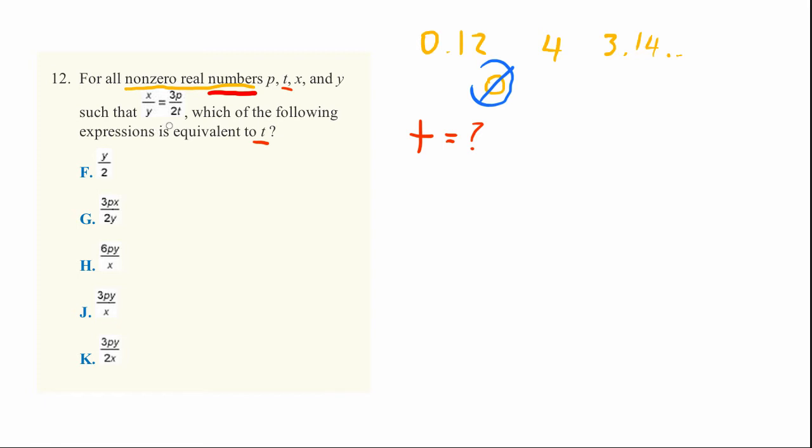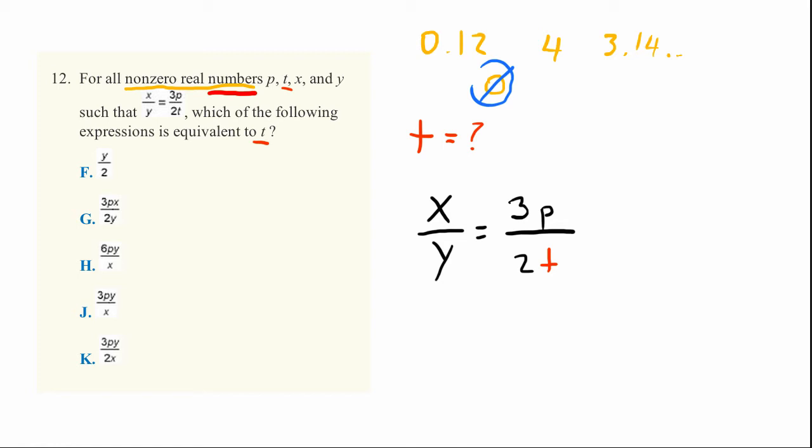All right, so what we need to do here is solve this equation for t. So let me just go ahead and set up the equation exactly as they wrote it. X divided by y is equal to 3p, 3 times p, divided by 2 times t, and I'll put t in red just so we can keep track of it. All right, so now what we want to do here is get t isolated on one side of the equation so we can see what it is equal to.